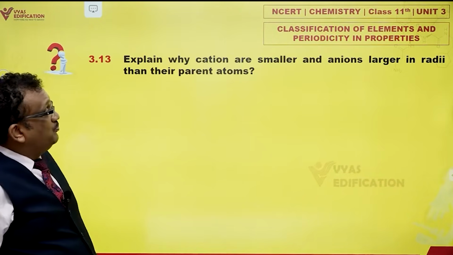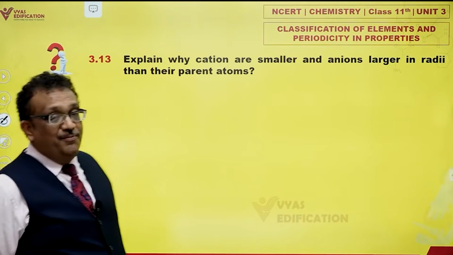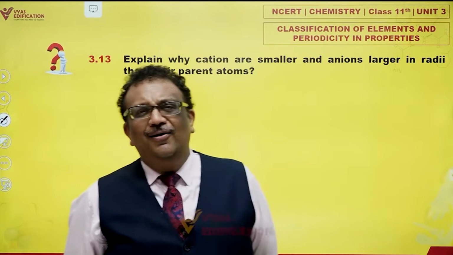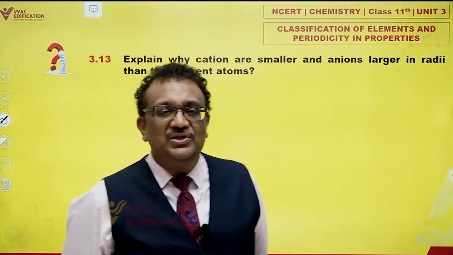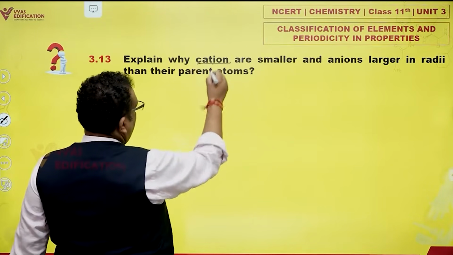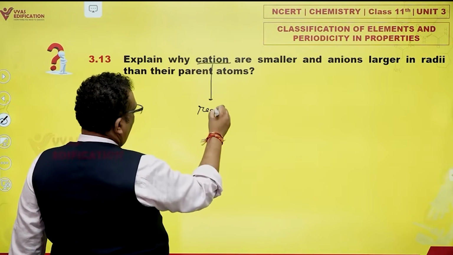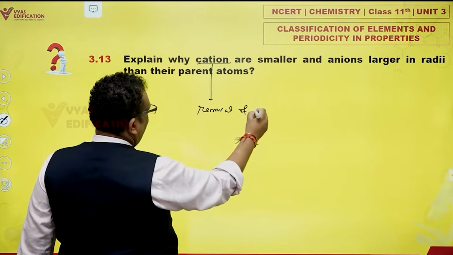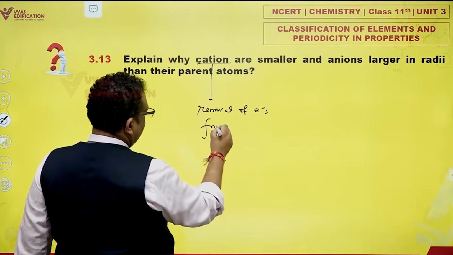Explain why cations are smaller and anions are larger in radii than their parent atoms. This is not a very difficult idea. See, a cation is formed by removal of electrons from an atom.